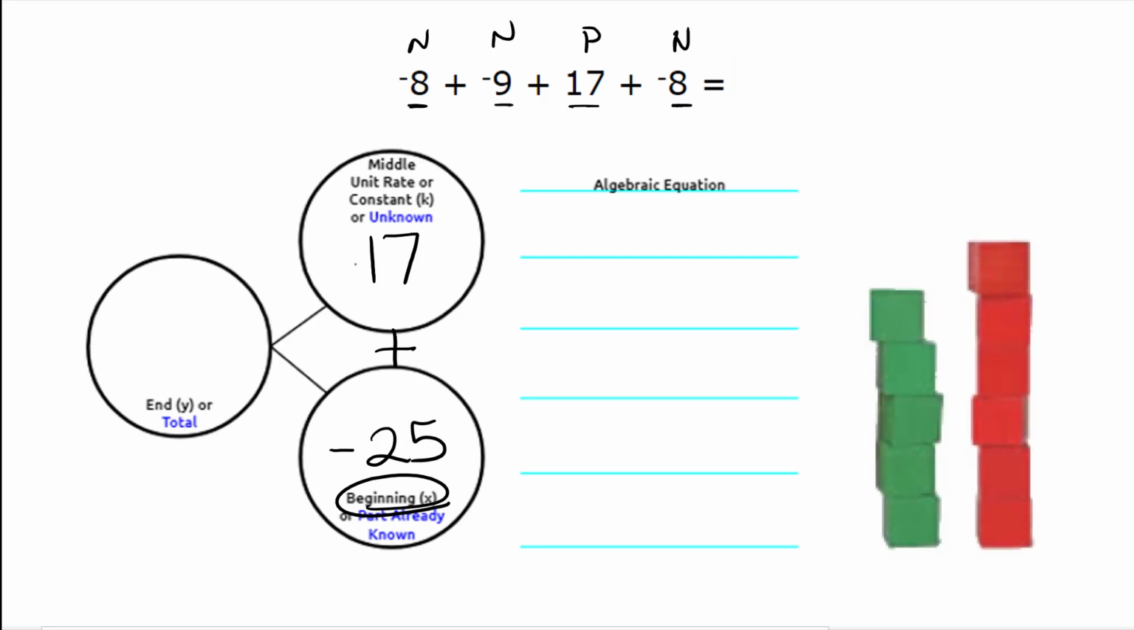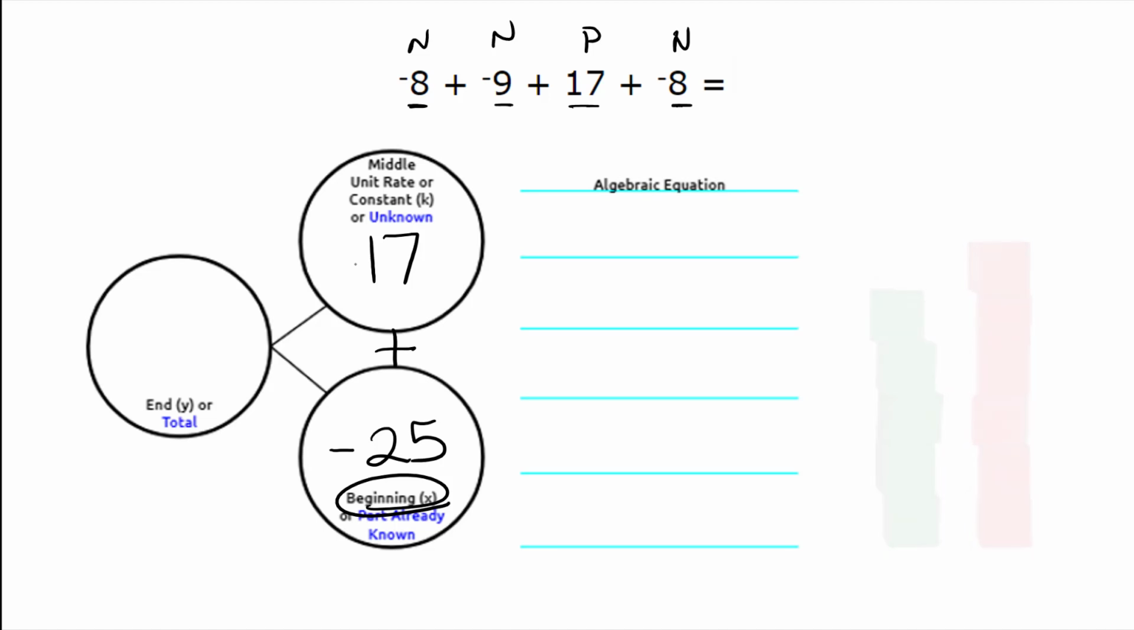If we modeled these with 25 negatives compared to 17 positives, I like to do it with blocks, with red blocks as negatives and green blocks as positive. There's more red blocks. How many more? Well, there's going to be 8. So our total for this is going to be negative 8.